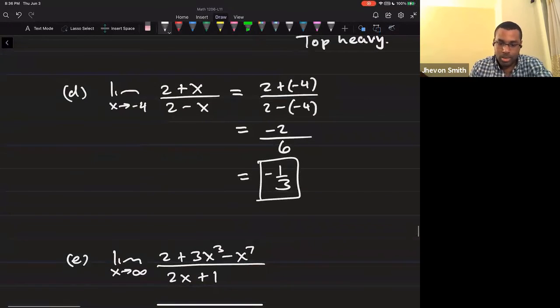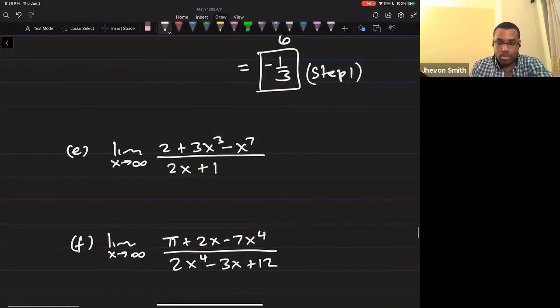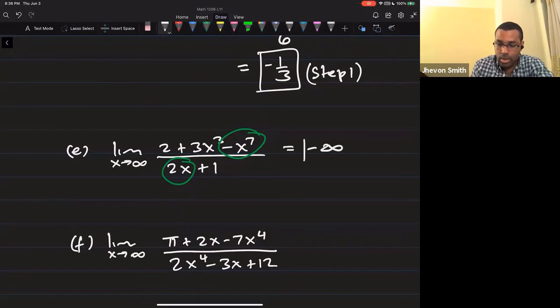So it's not... this one going to infinity again. Notice the highest powers. Notice that x is a positive number. It's going to positive infinity. So clearly that's going to negative infinity because it's top heavy.